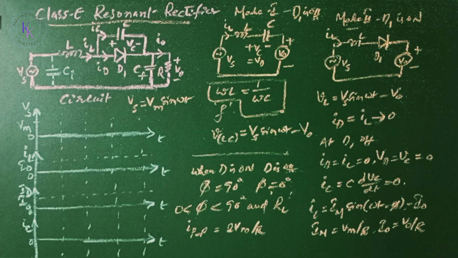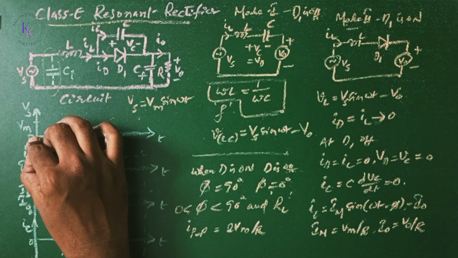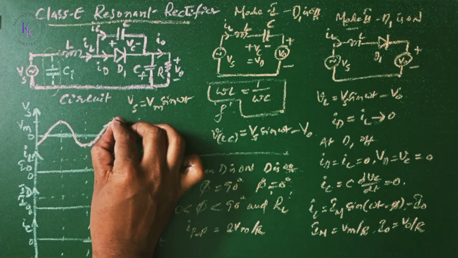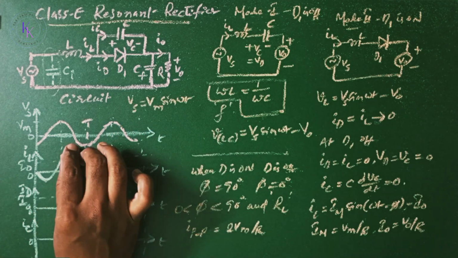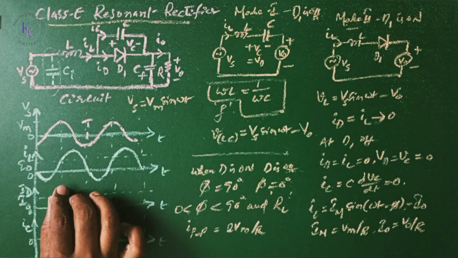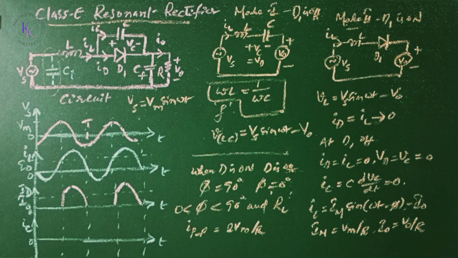In order to improve the input power factor, an input capacitor is normally connected as shown here. Now, input voltage Vs, diode is on, diode current ID, and the capacitor current will be present when the diode is off, which is going to follow IL, the current through the inductor.